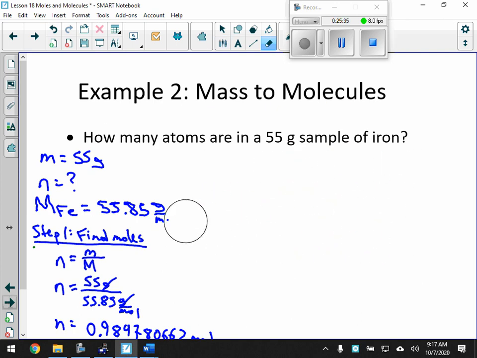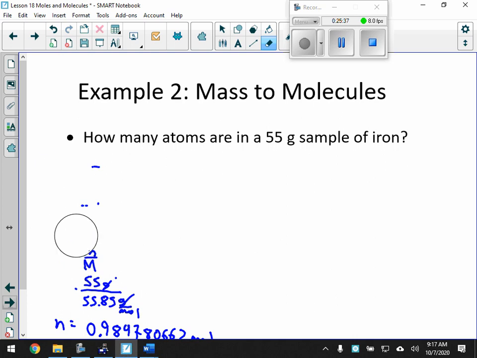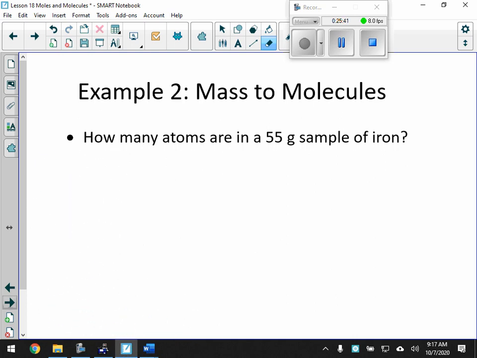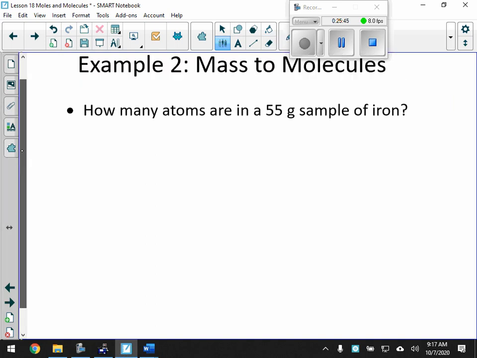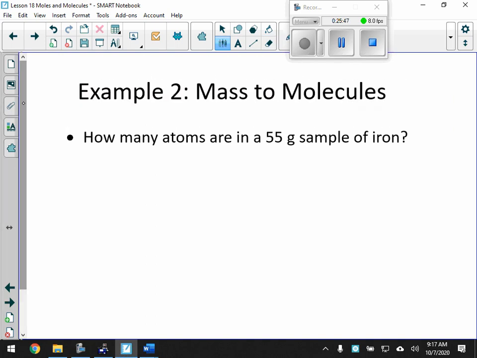Why don't you go ahead and start the first part at least? So kind of write down, obviously, again, let's start with some givens here, yes? How many atoms are in a 55-gram sample? That's important. That's the mass, right? Grams is our mass of iron.